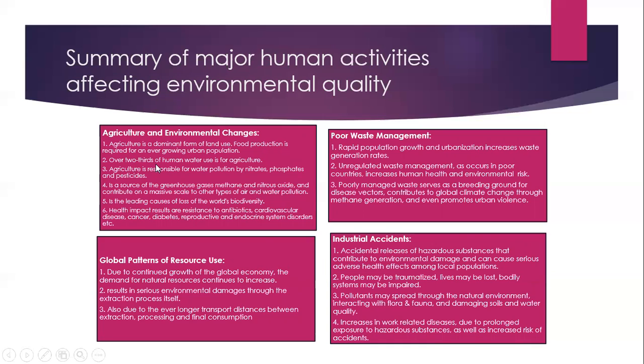Point two here, we know that over two-thirds of the water that we use is for agriculture. But we also know that agriculture is responsible for a lot of water pollution, for example by nitrates, phosphates, and pesticides. It is also a source of greenhouse gases, such as methane and nitrous oxide, and these contribute on a massive scale to other types of air pollution and water pollution. It is also a leading cause of loss of the world's biodiversity.